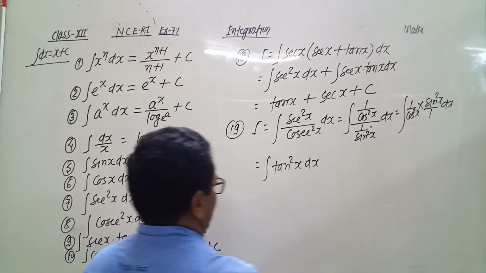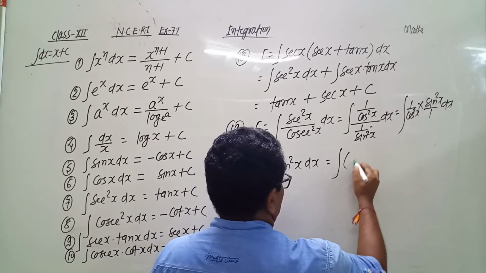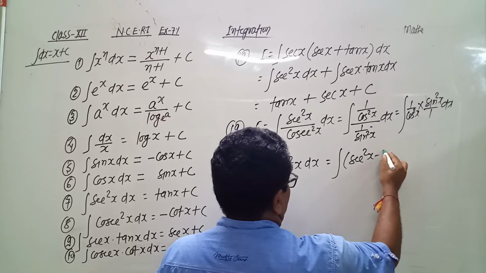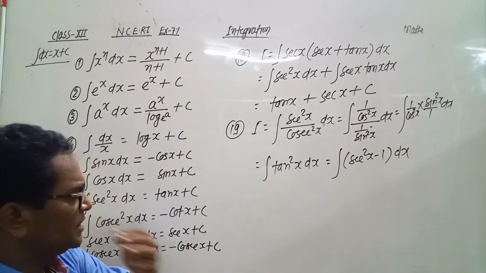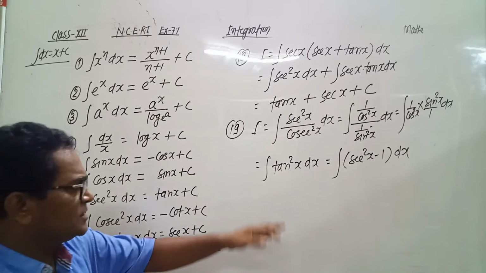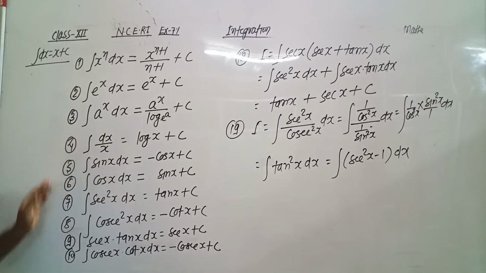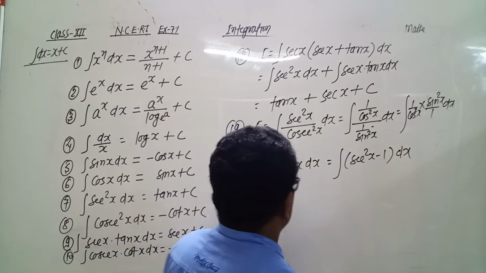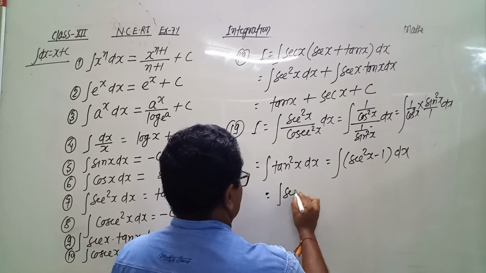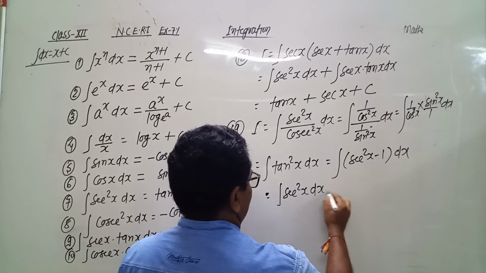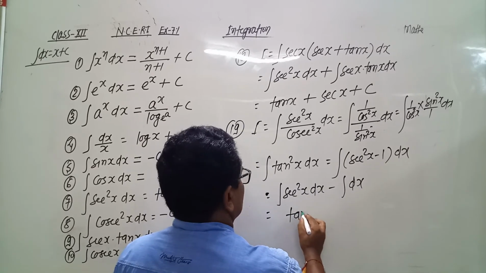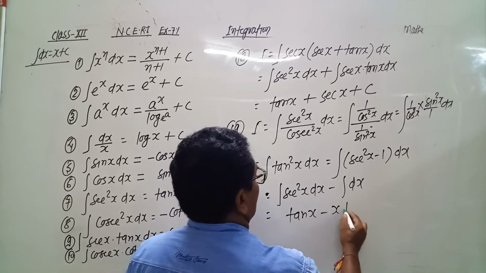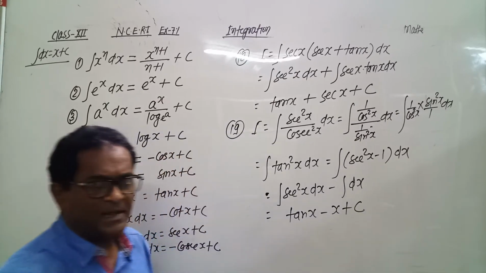And tan square x can be written as sec square x minus 1. We have changed it in terms of sec because there is no formula for integration of tan square x. Now separate the terms. So integration of sec square x dx minus integration of dx. Integration of sec square x is tan x and integration of dx is x, plus c.